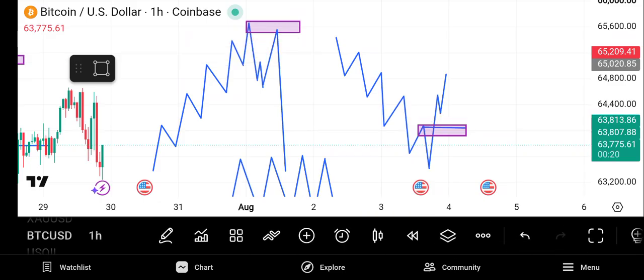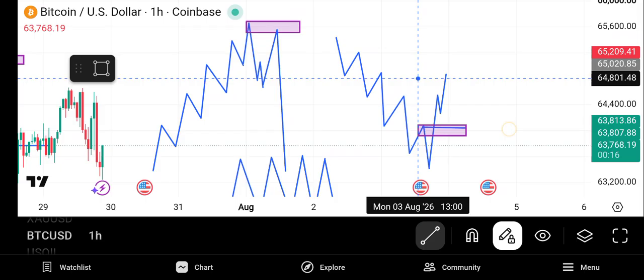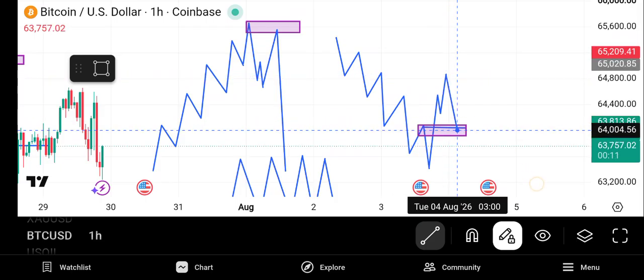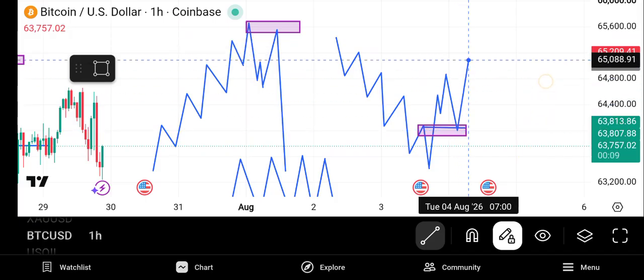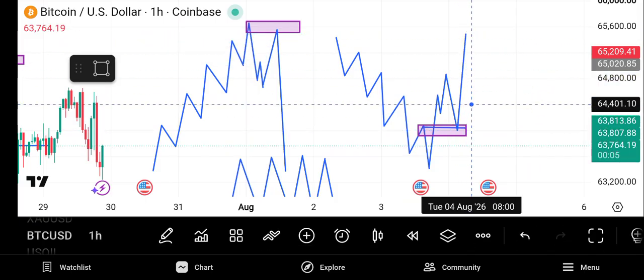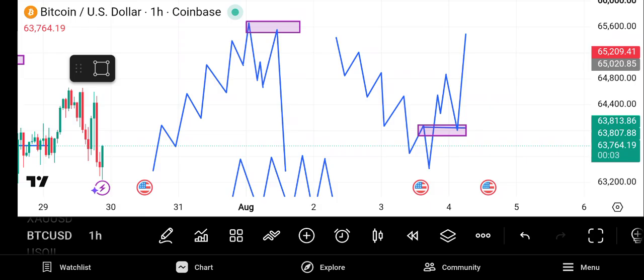So we expect market to pull back to this zone and then use this zone for a buy to clear out this trend line liquidity. So this is how the strategy works. So I don't want the video to be too long.